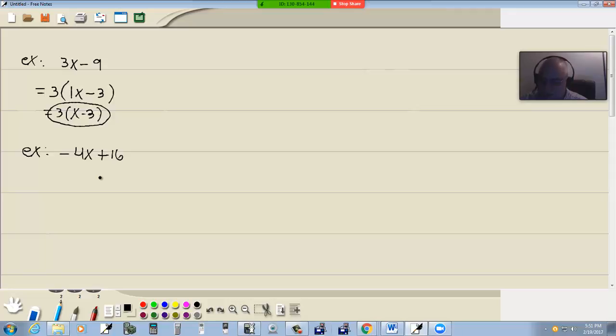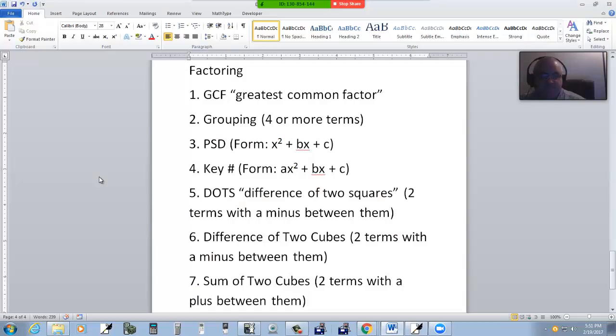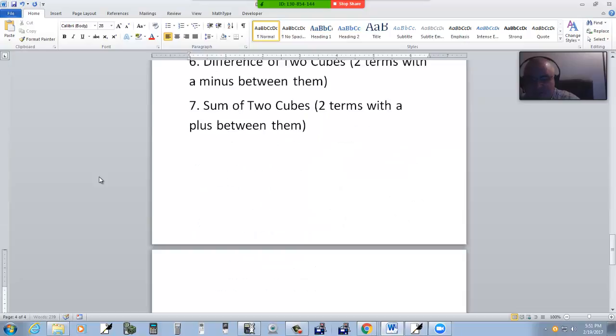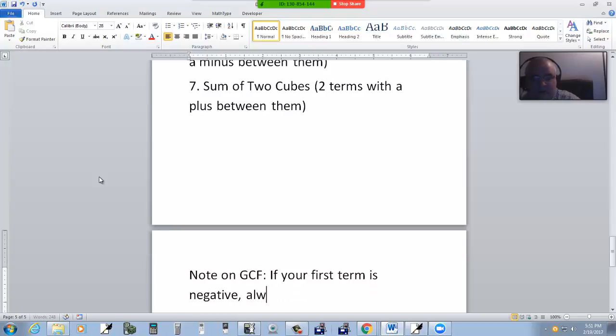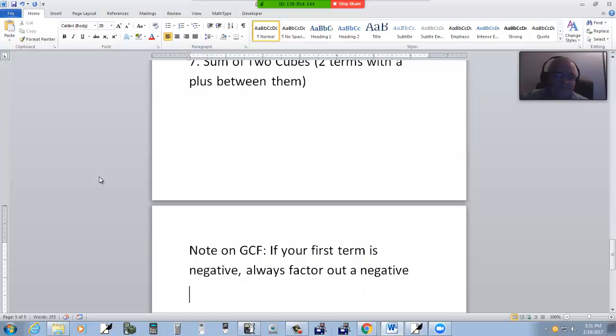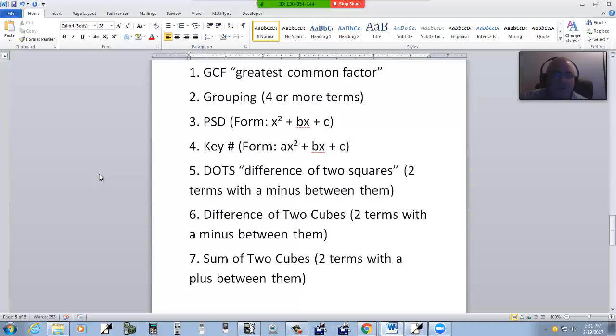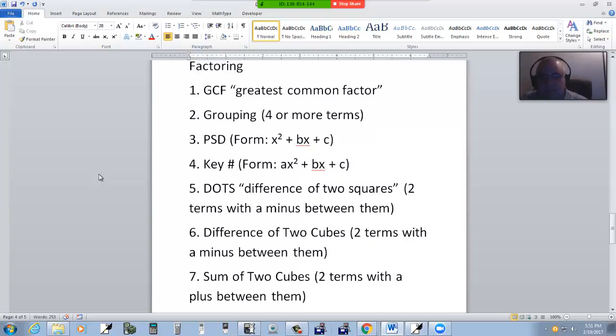Now this one has a note that goes along with it. Note on GCF: if your first term is negative, then you always factor out a negative. Now we're still on our first technique here. I haven't got past that, GCF.